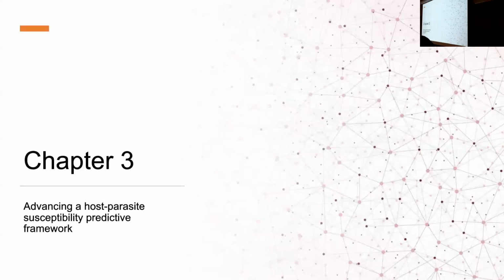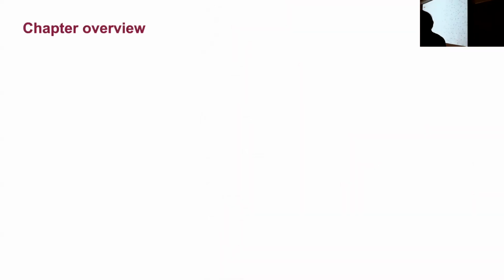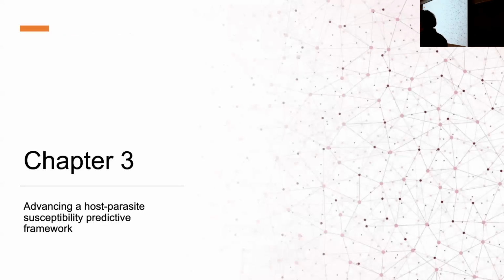Okay, I will try to do my best with the third, because I don't know how much time I have. But okay, the third chapter is completely different to the other 2. This is a predictive framework that aims to find new interactions that we have never seen before, with the knowledge of the information we have now.